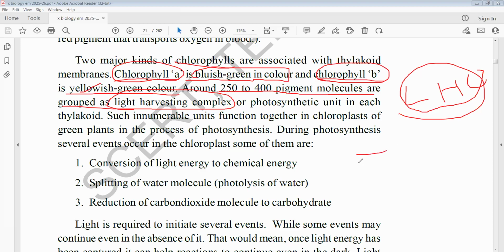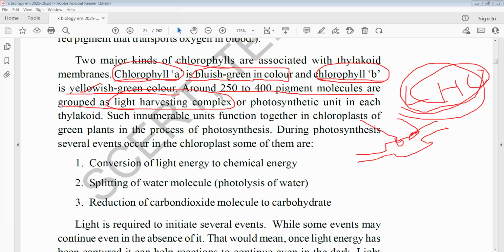Already in the chloroplast we saw the granal thylakoid membranes. On these granal thylakoid membranes, pigments are present. These pigments should have the capacity to receive the sunlight. The place where the sunlight is received by the chlorophyll pigments is called the light harvesting complex. These light harvesting complexes are most important to absorb the sunlight to carry out photosynthesis.